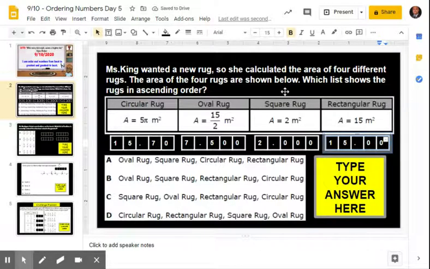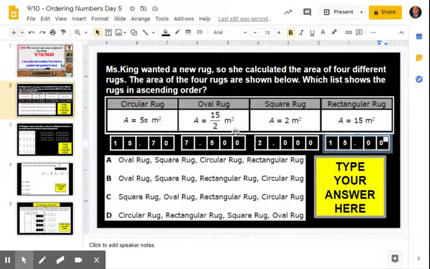Now, which list shows the rugs in ascending order? If you made it this far in the video, I guess you deserve to know. I'll just tell you, because most people don't watch these videos, so I'm going to go ahead and hook you up. Ascending means least to greatest. A plane ascends into the sky, and then it descends to land. So when we go ascending, we go least to greatest.